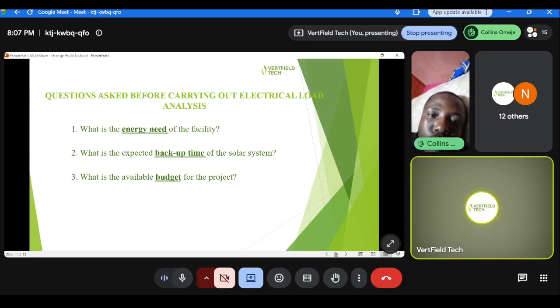Then you come back again and ask the second critical question by asking Mr. Collins his backup time. At this point in time, you need to pay more attention because this backup time is a standard parameter which plays a critical role in these system designs we are going into. When we talk about backup time, we are practically talking about the battery system.